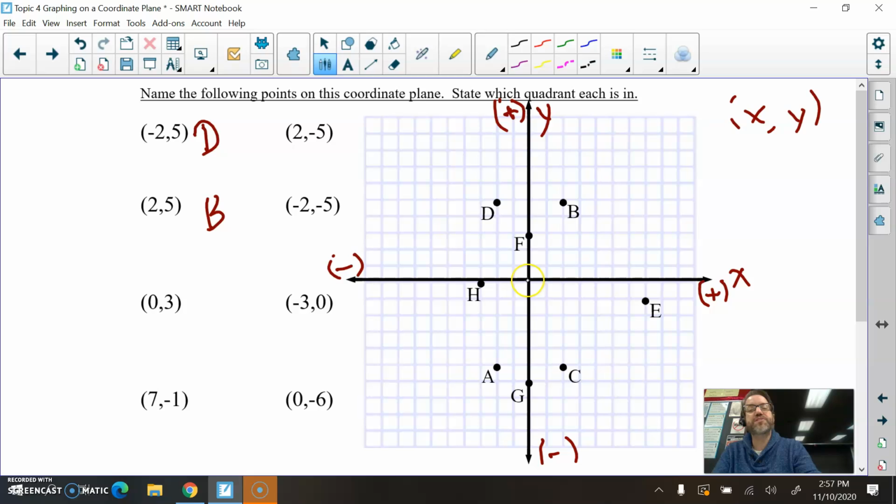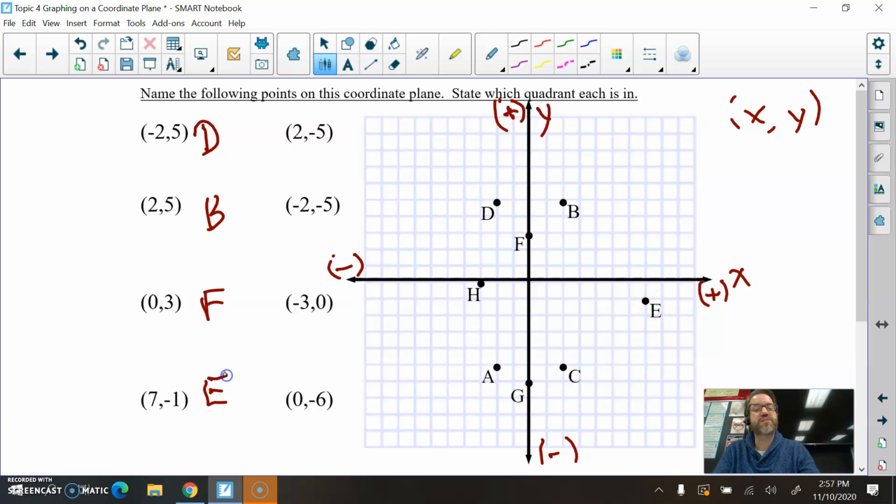My y coordinate is 3, so I go up 3, and there's point F. How about 7, negative 1? Well, starting at the origin, if I go 7 spaces, I have to go to the right because it's a positive 7. I'm moving in the positive direction on my x-axis. 1, 2, 3, 4, 5, 6, 7. And then negative 1 means down 1, and there's E.